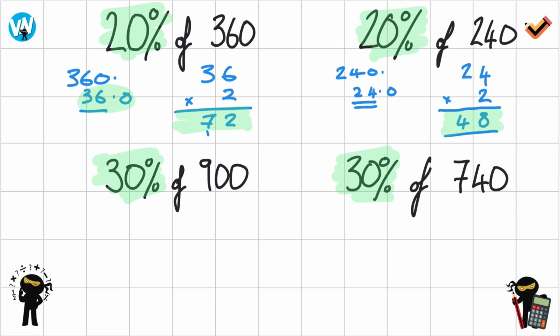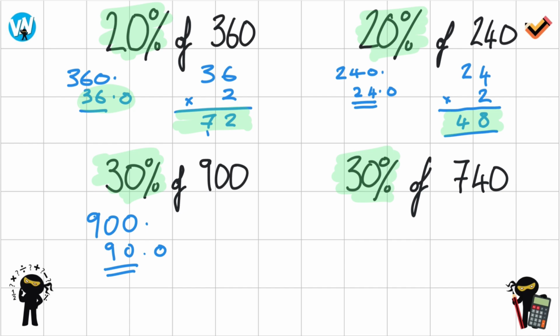And again, let's have a look. So again, if we've got 900, the first thing that I want to do is find 10%. So I've got 900. Everything gets moved along one space to the right because we're dividing by 10. So that gives us 90. Very simple. And now, again, I'm going to use my times table facts. I need to times 90 by 3. Well, I know what 9 times 3 is. That's 27, so 90 times 3 is going to be 270.